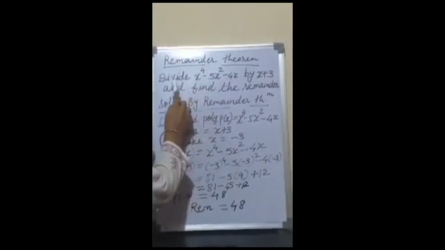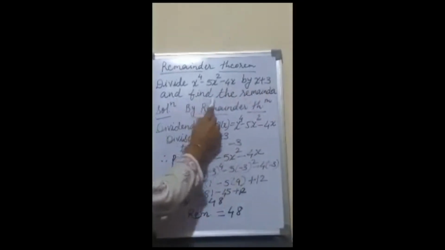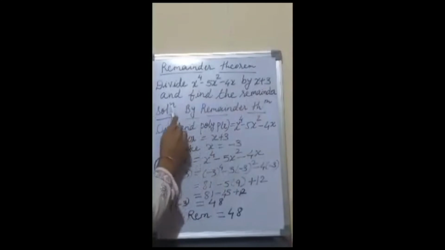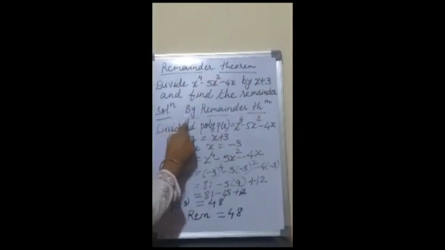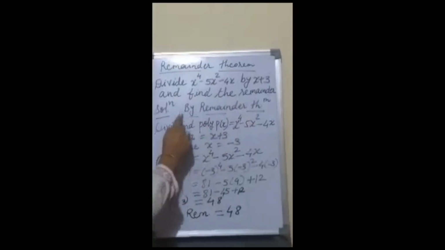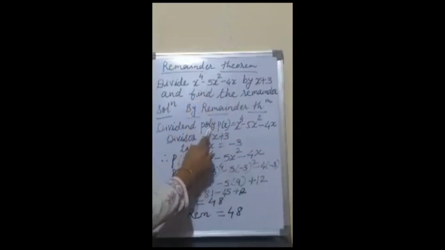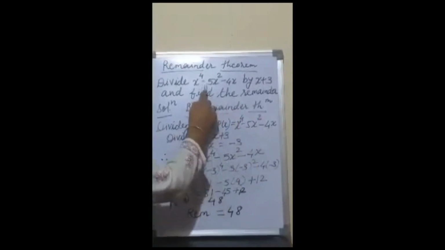So our question is, divide this polynomial by x plus 3 and find the remainder. As we are using the remainder theorem, you have to write the very first step as: by remainder theorem, this is your dividend. What is the given polynomial? We have to write that as your dividend.